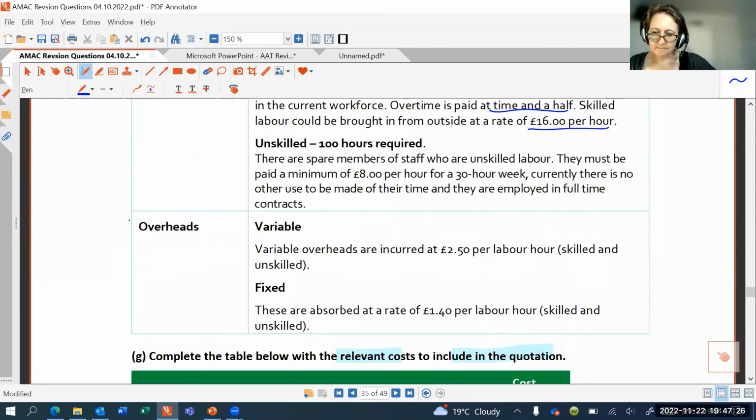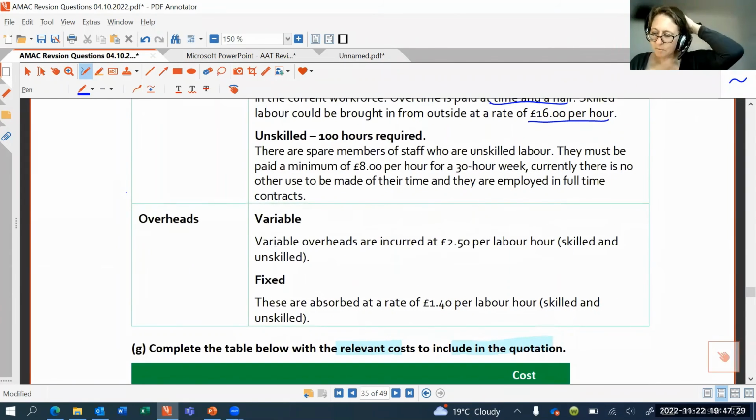Nearly done then. We're on to the unskilled labour. We need 100 hours of that. There are spare members of staff who are unskilled. They must be paid a minimum of £8 per hour for their 30-hour week. There is no other use to be made of their time, and they're employed full-time.